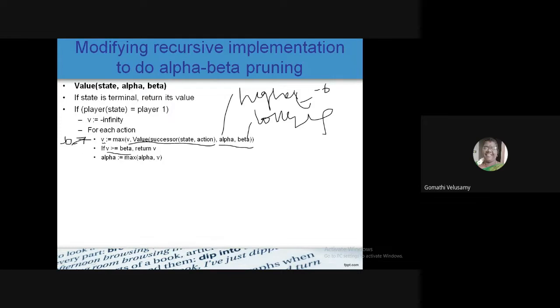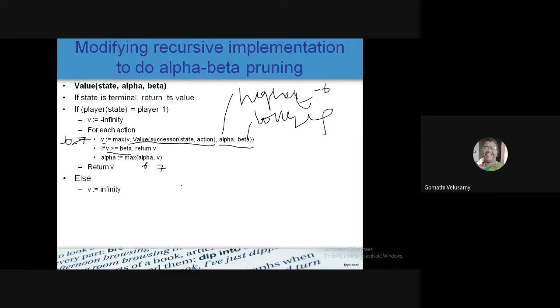Take the earlier scenario, 6 as well as 7. When alpha is 6 and my V is 7, it will be updating alpha also. So the highest value observed so far is changing here. Then only I'm returning. So 2 points I'm doing extra here: I'm comparing with the 2 more parameters and updating by doing a comparison.